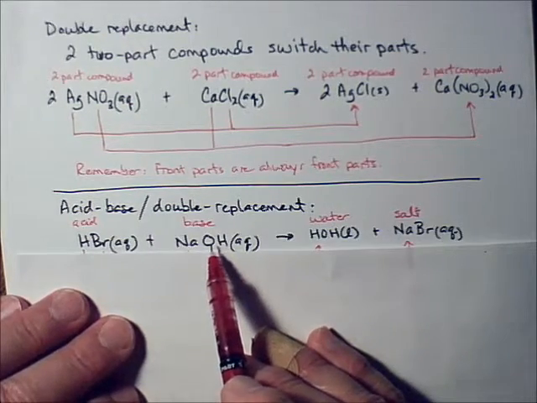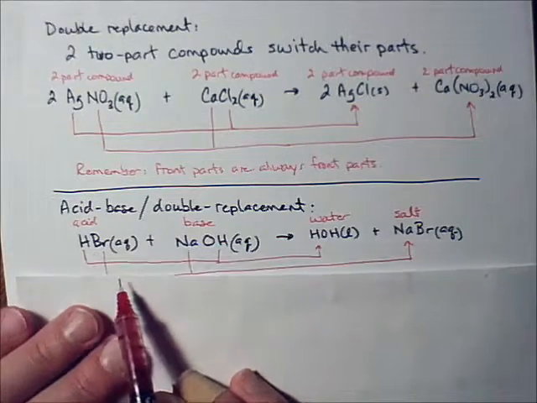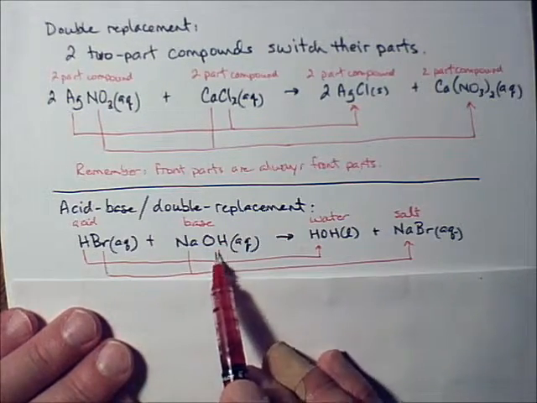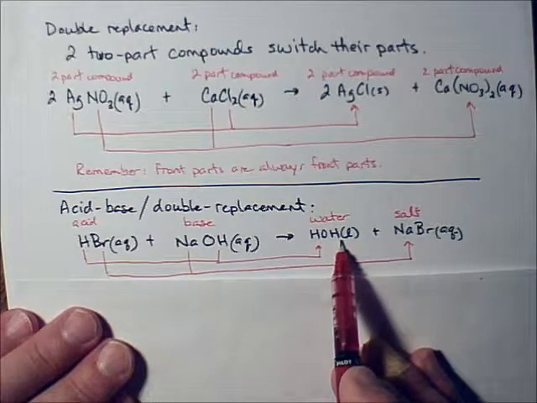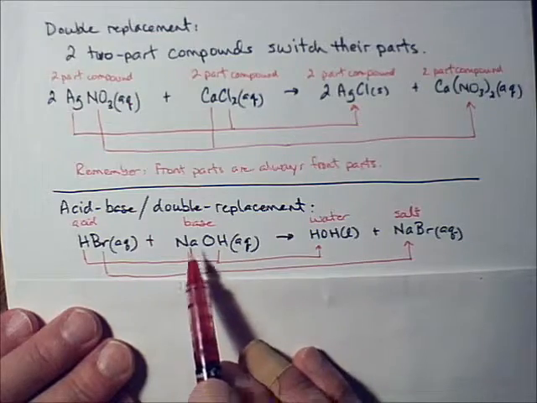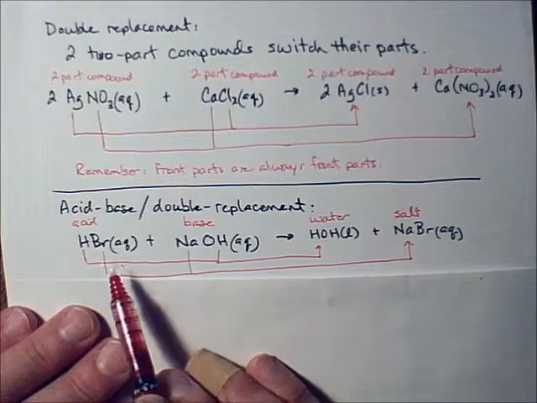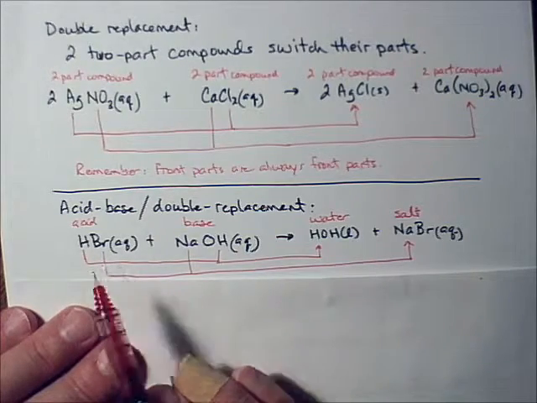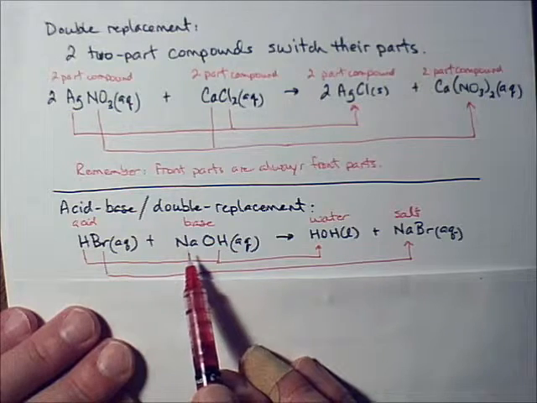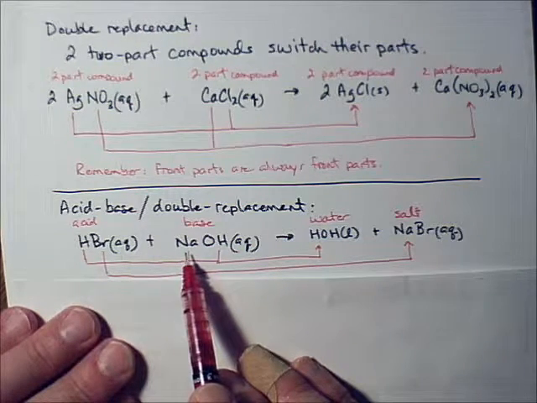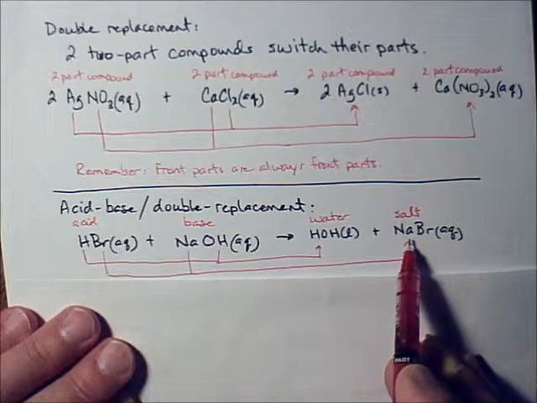And here's something that's a little bit new. Well, let me talk about the double replacement part. The hydrogen on the front joins up with the OH on the back of this one to make water. The sodium is in the front of this particular base. On this particular acid, Br is on the back. This is the acid anion here. They're going to join together. Okay? And notice the front part stays the front part over here.